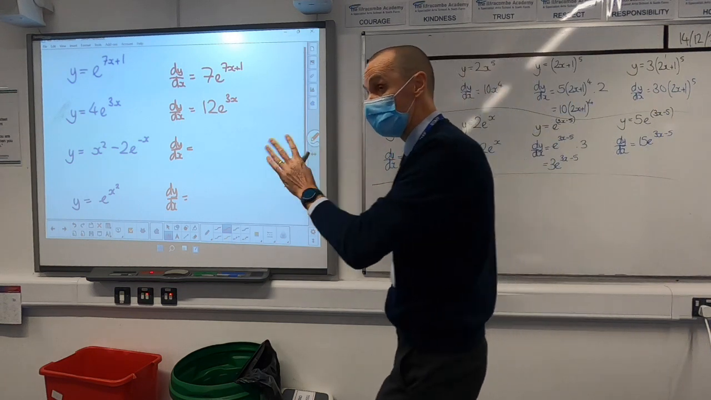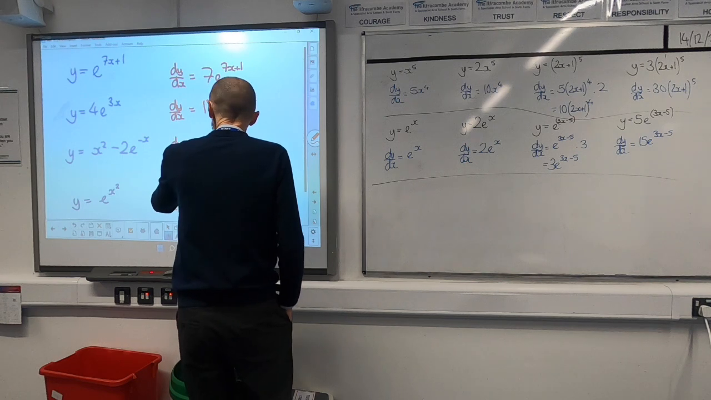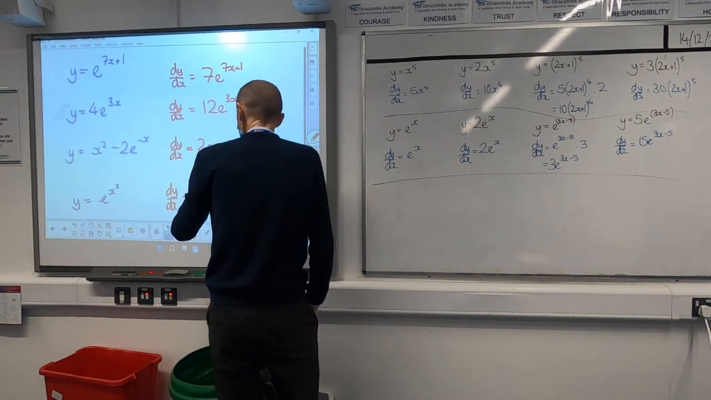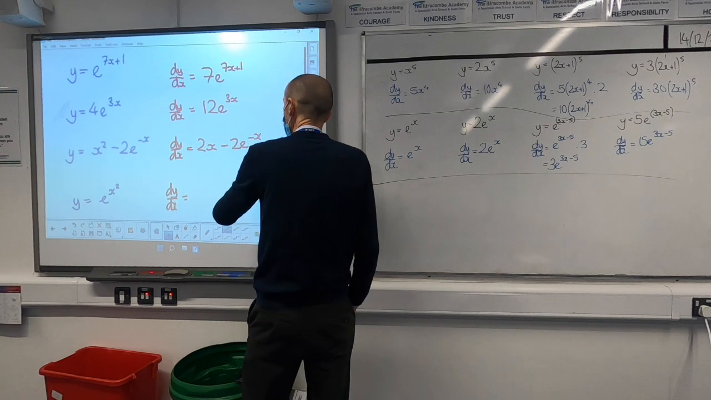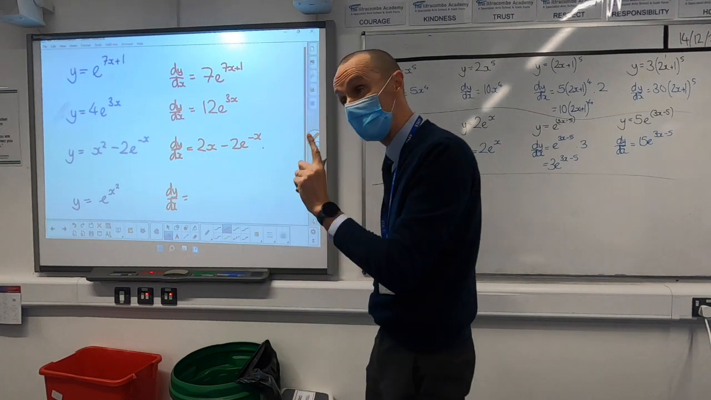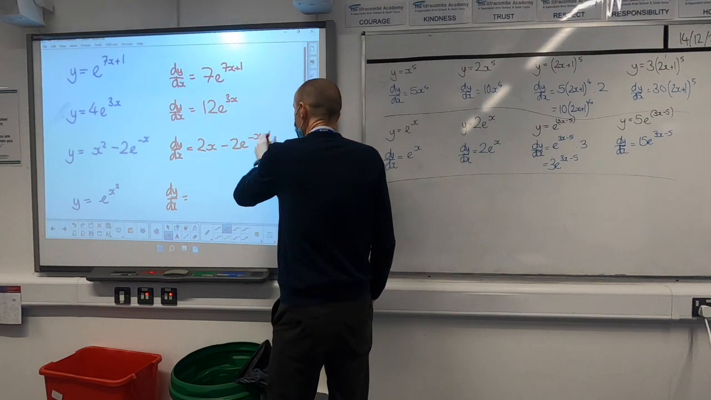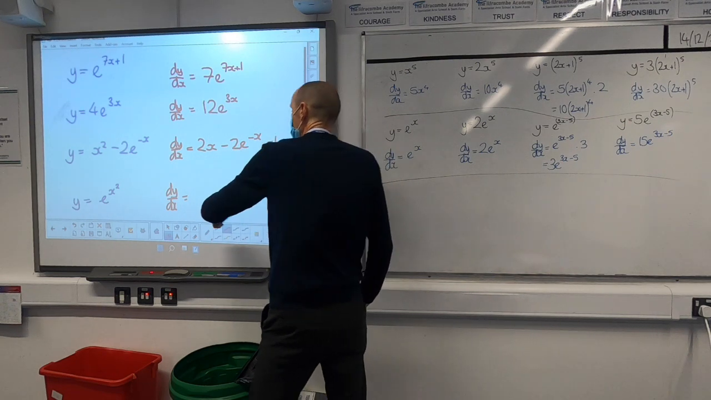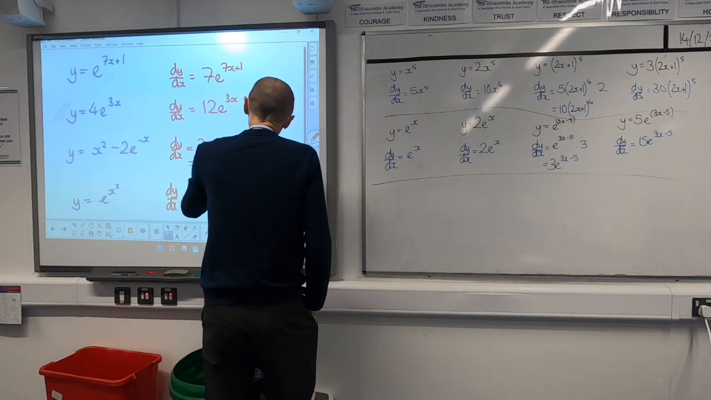Third one, 2 separate terms, so we do them separately. x squared, just like we've always done, is 2x. And then here, a little bit fiddly, I've got minus 2e to the minus x multiplied by what I get when I differentiate that, which is minus 1. If you differentiate minus 1x, you get minus 1. So actually that all becomes plus 2. You've got minus 2 times minus 1, so that's plus 2e to the minus x.